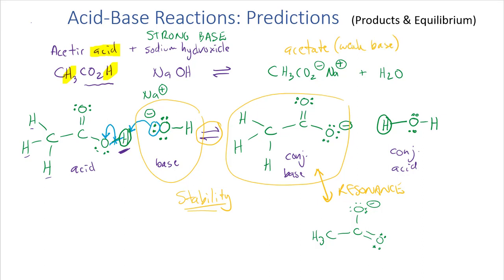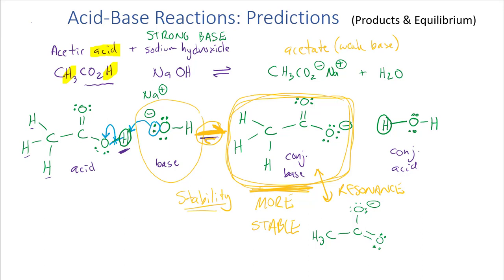So we've established then that the conjugate base is the more stable, and we think about the direction of the equilibrium, it's going to favor the reaction that produces the more stable product. So because the conjugate base, or the acetate, is more stable than the hydroxide, then the equilibrium is going to tend to shift to the more stable side.